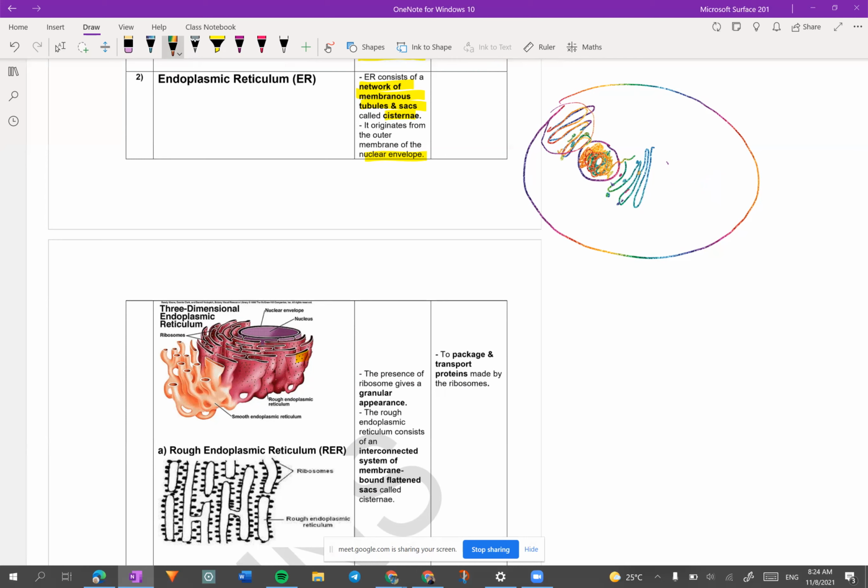So whenever the smooth endoplasmic reticulum has ribosomes, you call it rough ER. So the name comes from its own shape, because it looks like it has lumps of ribosomes. So you call it rough ER.